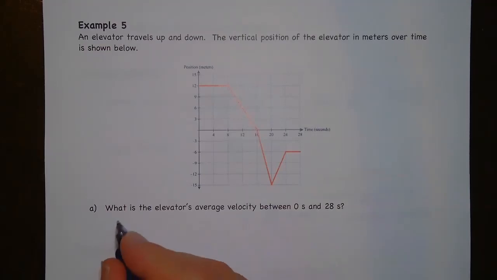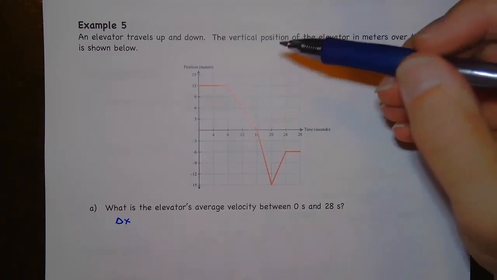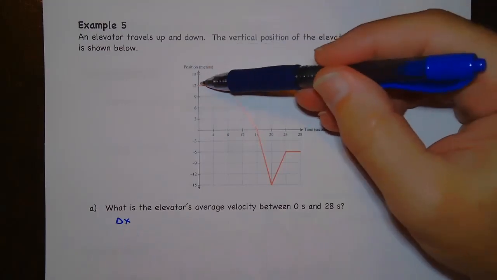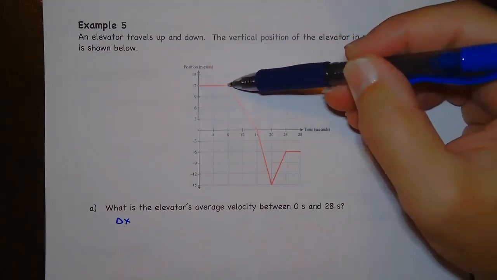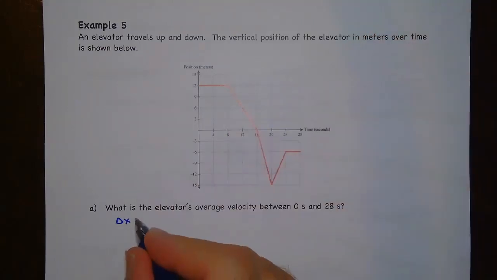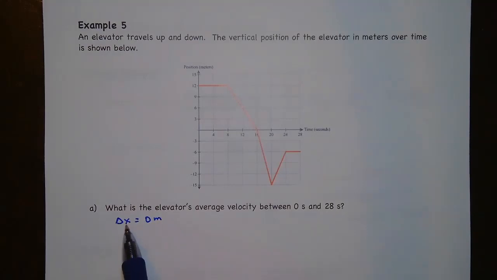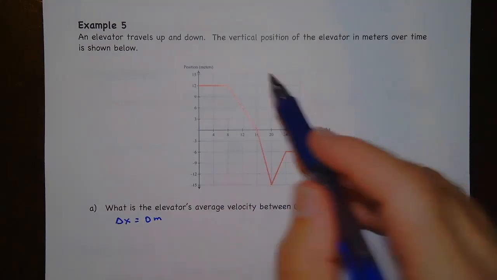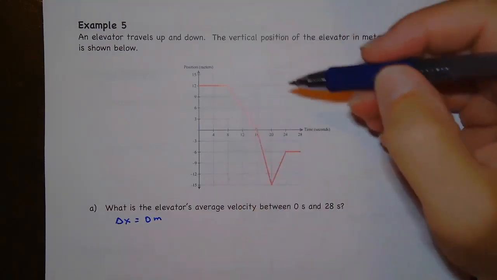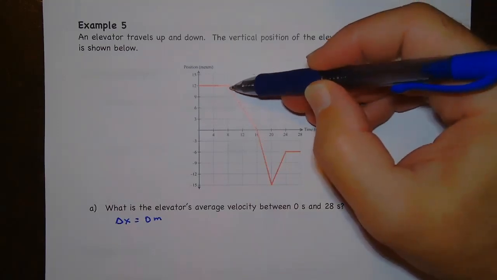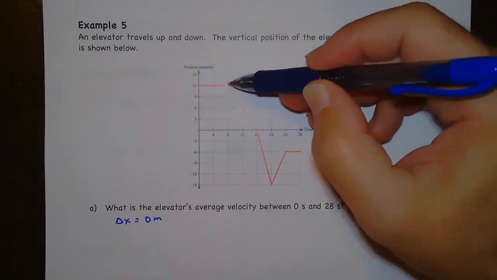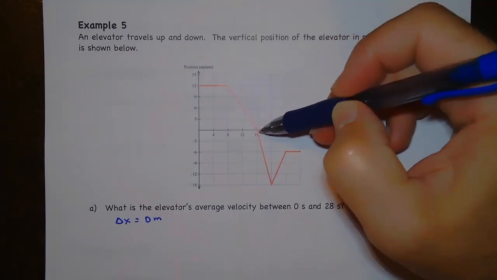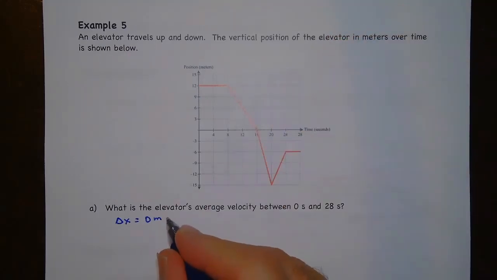So we know that our delta x, okay, from 0 to 8, there's no change, right? So that'd be 0. And technically, I should have called this delta y because it's going up and down. It's an elevator, okay? And then from 8 to 16 seconds, it went from 12 to 0, so that's a decrease of 12, so minus 12 meters.